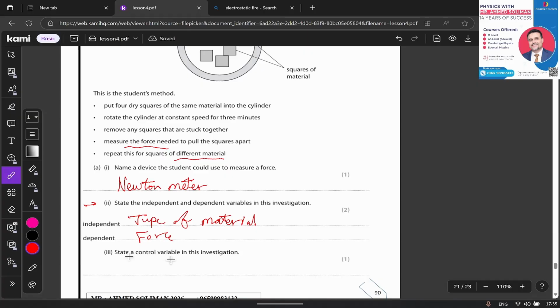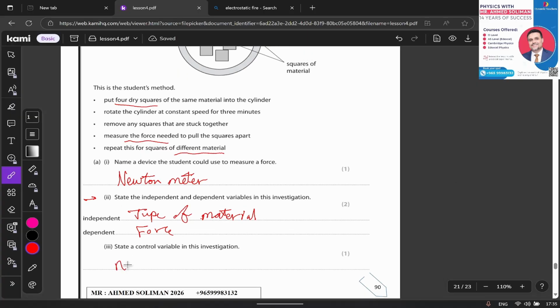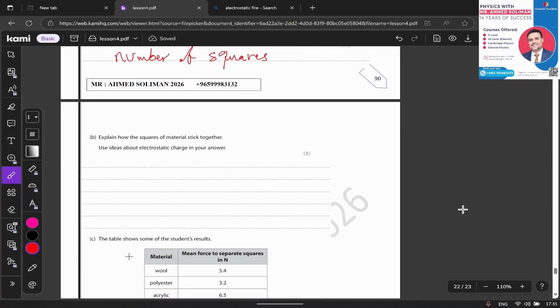State a control variable in this investigation. Bara? Number of squares. Yes, because it said 4 dry squares. And also the time, because he said 3 minutes, right? Yes. Okay, Ahmed, it's your turn.